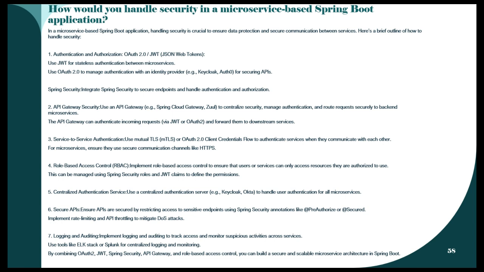Now you can have logging and auditing also. Logging and auditing will track all your accesses and monitor suspicious activity coming from or to the services. You can use the ELK stack or Splunk for centralized logging and monitoring. You can combine OAuth2, JWT, Spring Security, API Gateway, and role-based access control, and then you can build your microservices to be scalable with the help of Spring Boot. I hope you got this.